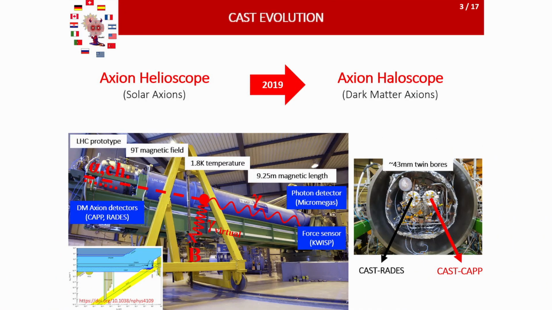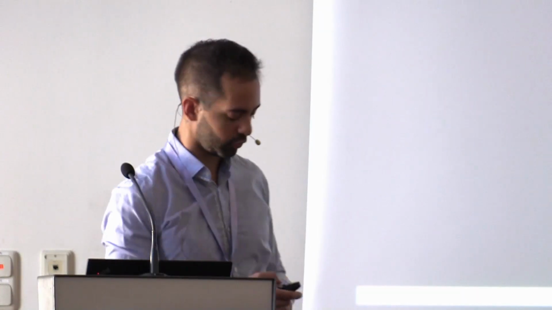You can see here how CAST looks like. Probably you know this already. We had the two more detectors, the Micromegas detector looking for solar axions and the KWISP detector looking for chameleons from dark energy. And for the dark matter axion detectors, we had CAST-RADES and CAST-CAPP, which I will show you here. So, the CAST-CAPP cavities.